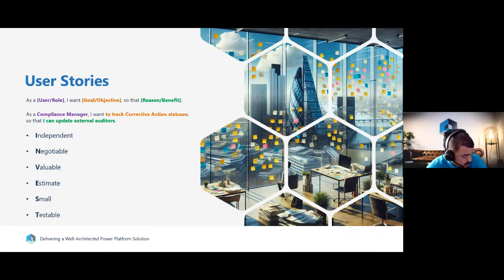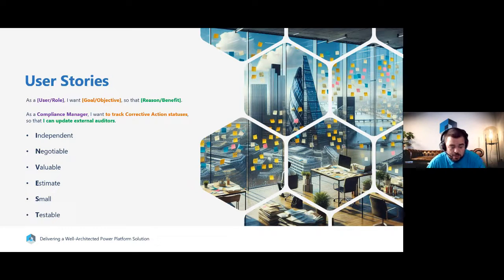So again, the user story you've got on the screen, I want to track corrective action statuses so I can update external auditors. Well, I've already got some acceptance criteria there because I want to be able to make sure that I've got statuses that I can select from. I want to make sure I've got corrective actions that I can select from. I want to make sure there's a view that I can show my auditors and likely sort and filter them by the different statuses that I have there. So that one little user story then grows into much more acceptance criteria that I can use.